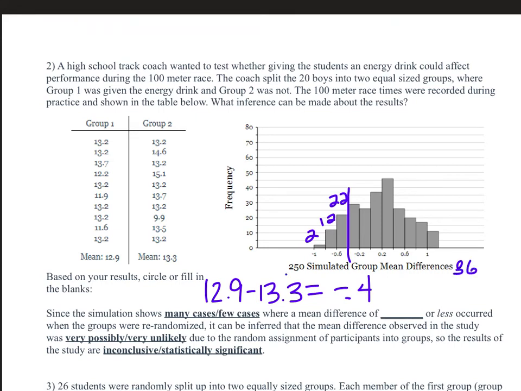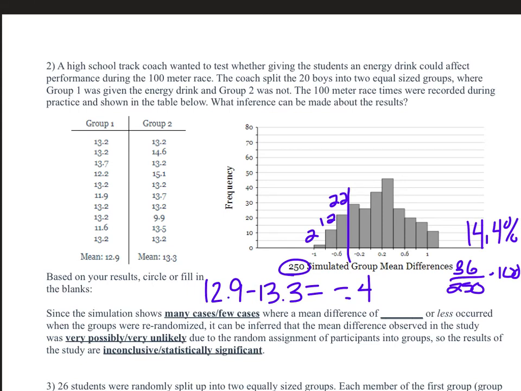So it's 36 out of the 250. That percentage is, and then multiply that by 100. So that percentage is about 14.4%, which is a big number. So it's not going to be statistically significant. It's going to be inconclusive.